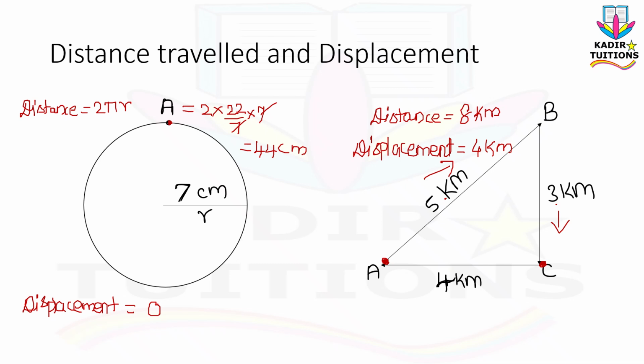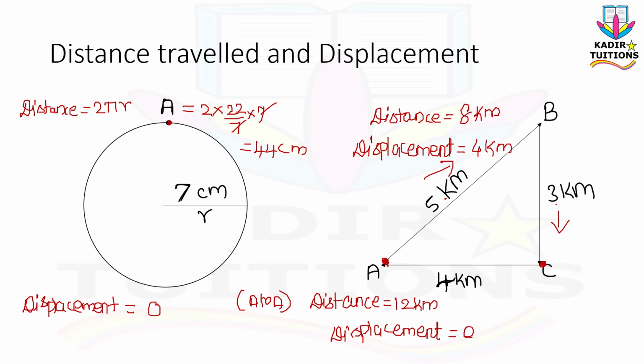Maybe we can consider the same question in another way. The person is starting from A, again coming back to A position only. So what is the distance over here at that time? It's going to be 5 plus 3 plus 4. It's 12 kilometer in the case of A to A movement. And what about the displacement? Displacement is going to be 0 because again the person is coming back to the initial position. So there is no difference between initial and final position. So the displacement is 0.